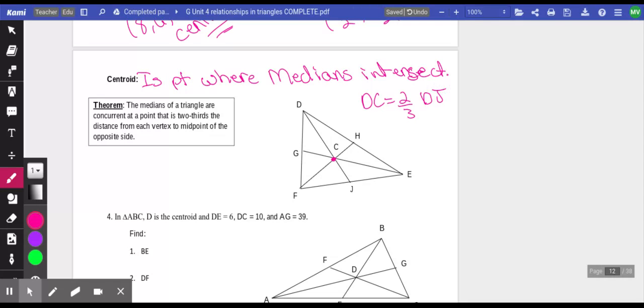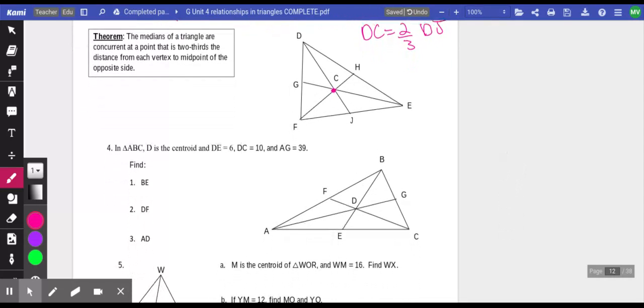So now let's do some examples here. In triangle ABC, D is the centroid, so it's where my medians meet. DE is 6. DC is 10. AG is 39. I want to find all of these.